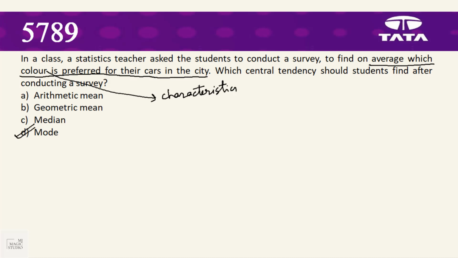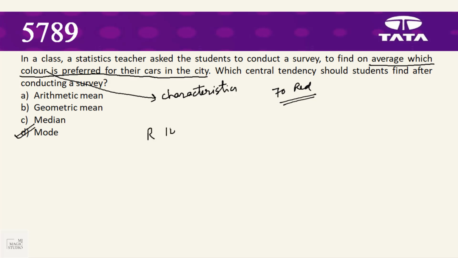Mode will give the maximum number of people. Suppose out of 100, 70 people say we like red color. So that will be the average. Because if I am looking at preparing cars or painting cars with the color most people preferred on an average, that needs to be the color preferred by the maximum number of people. So I would be keen on knowing the mode of the data and not the arithmetic mean of the data.